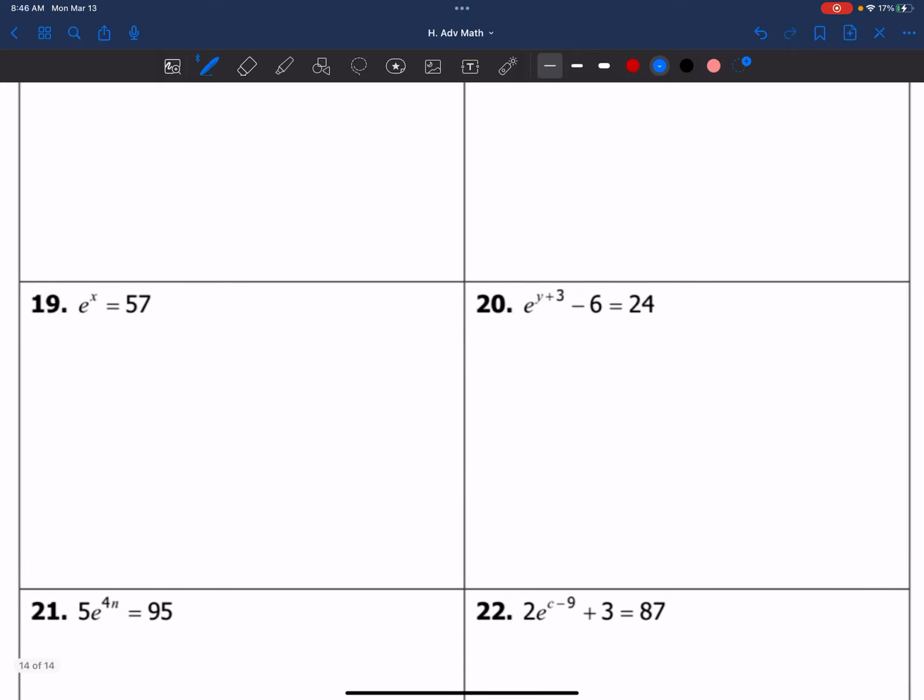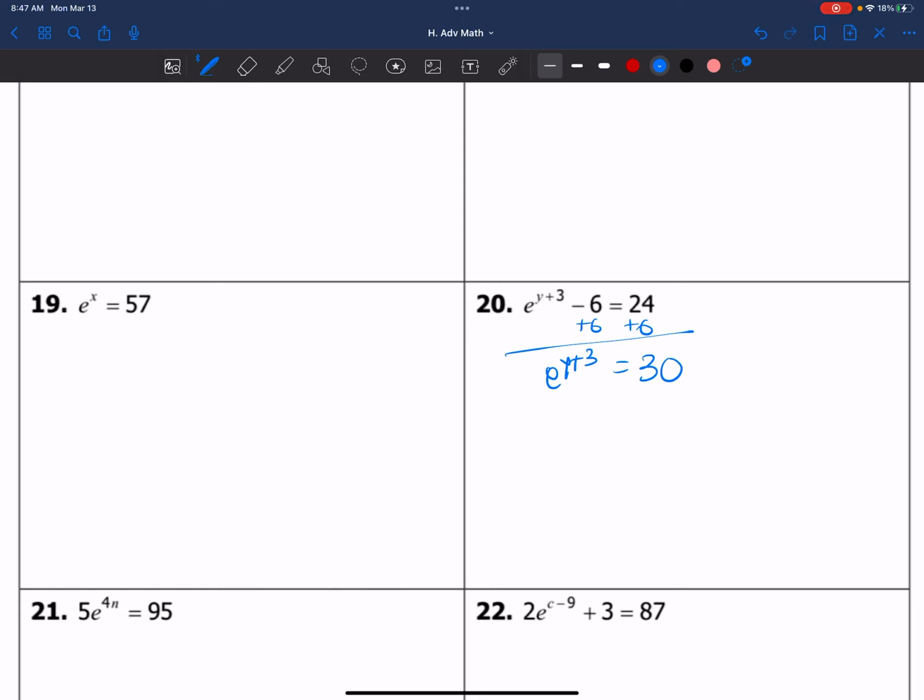Number 20, I want to isolate this expression right here, the one with the variable. So I'm going to add 6 to both sides. So this would be e to the y plus 3 is equal to 30. Now, to solve this, is there a way to get a common base between e and 30? Well, definitely not, because e is approximately 2.7, so that is not going to be able to be represented as 30. So instead, in order to solve these, you're going to have to convert this into logarithmic form.